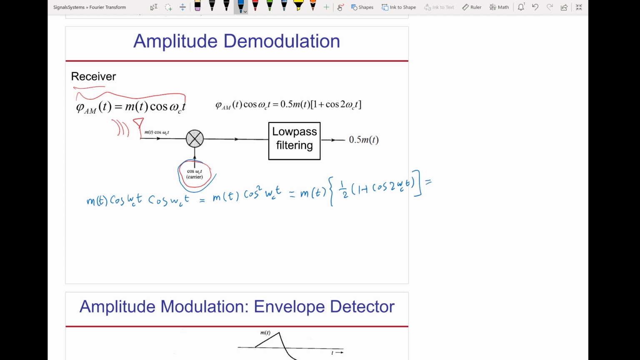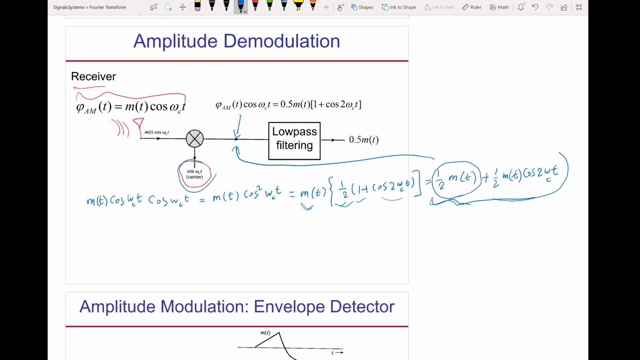And this is just half m of t, half plus m of t times half times cosine. So this is the signal here, which is the same as this one. But now, when you look at this one, this is our message signal. How do we get rid of this?